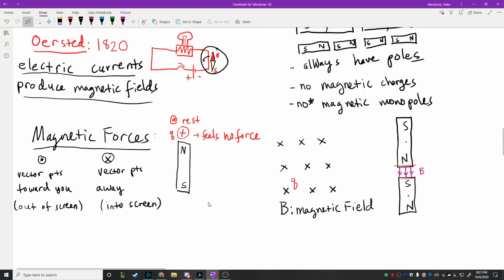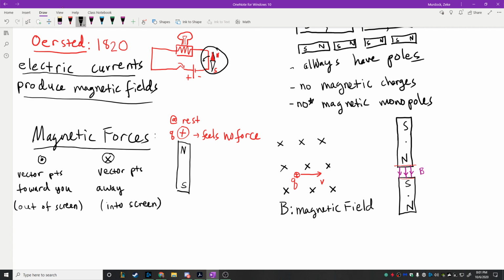So if I have a positively charged particle with a charge Q, right here, and that charged particle moves in a magnetic field, so it has, let's say, a velocity that points off in this direction. Not a voltage, but a velocity now.